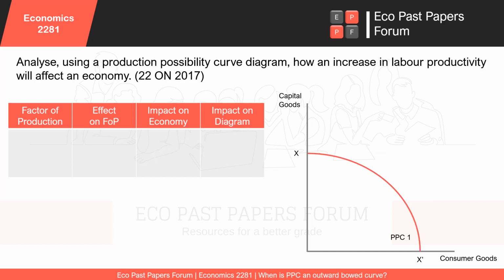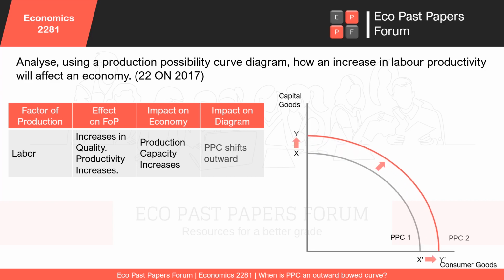Analyze using the production possibility curve diagram how an increase in labor productivity will affect an economy. The factor of production being talked about is labor, which means that as its productivity increases, the quality of labor will increase, which means that the labor can now produce more. So the economy is now able to produce more. The capacity would increase, which means that the PPC will shift outward. The economy will now enjoy a new PPC of PPC2. It will enjoy a greater number of consumer goods and a greater number of capital goods.